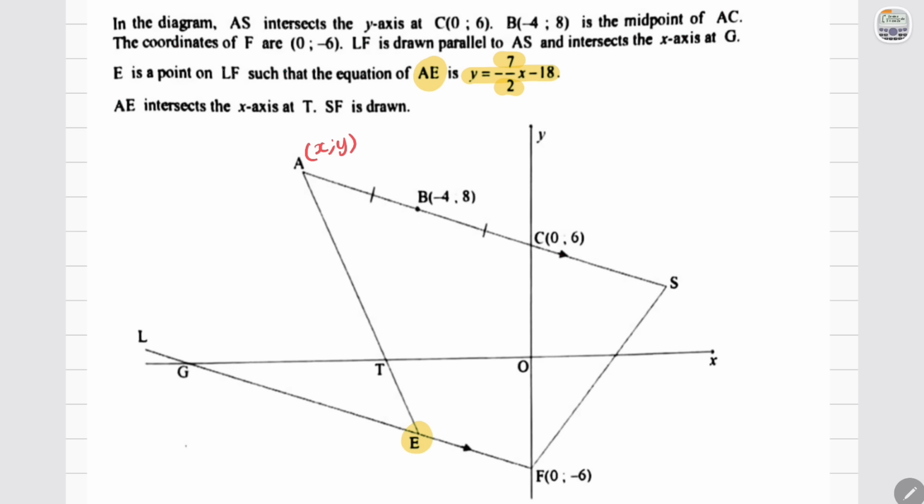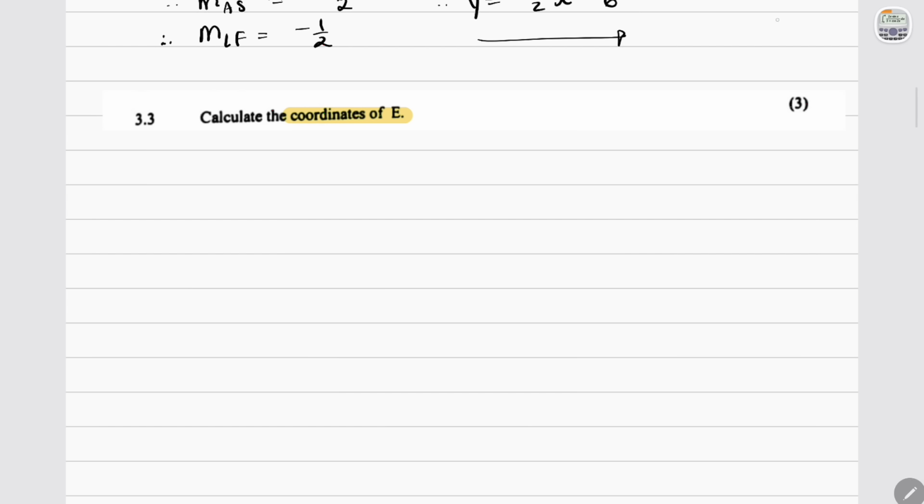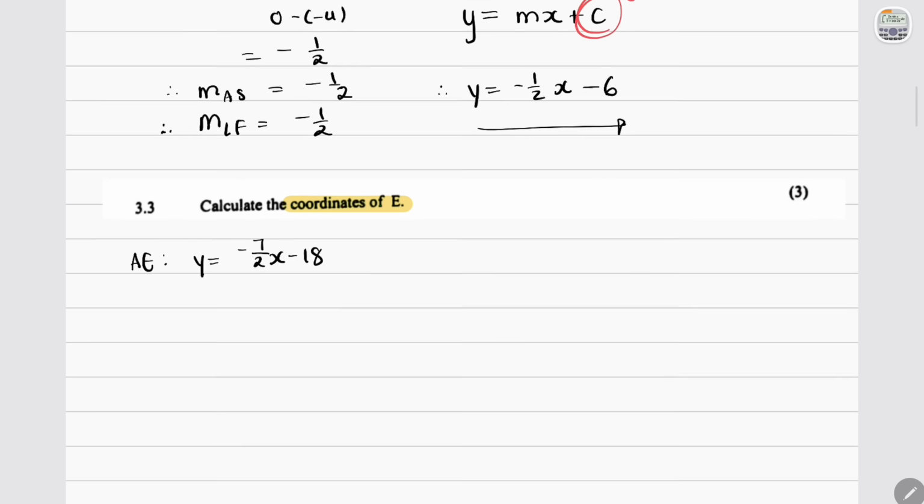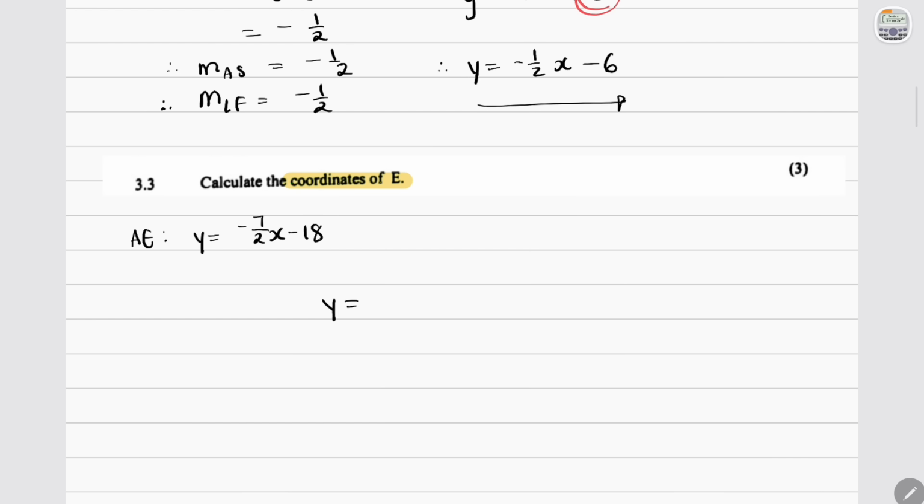So the line AE, this is its equation. I'll just put that down. And then the line LF, we just found its equation. So we're just going to equate them. We'll say y is equal to y, and then you can just say negative 7 over 2x minus 18 is equal to negative 1 over 2x minus 6. I feel like I should have just put it the other way around because this one is bigger, so I want that to become positive. It doesn't really matter.